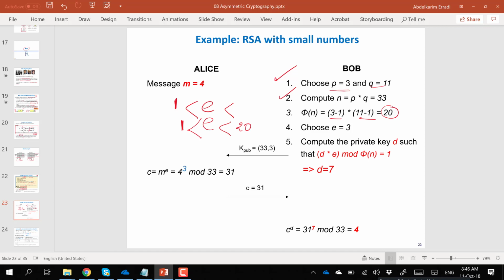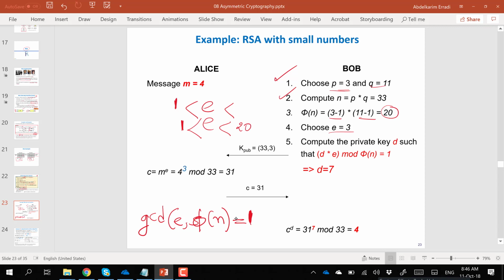The next one, 2, is an even number, so I will not consider it. Then I will move to 3. So let's try with 3. What was the condition for E to be a good number that we can use? It said that the greatest common divisor of E and phi n should be equal to 1.